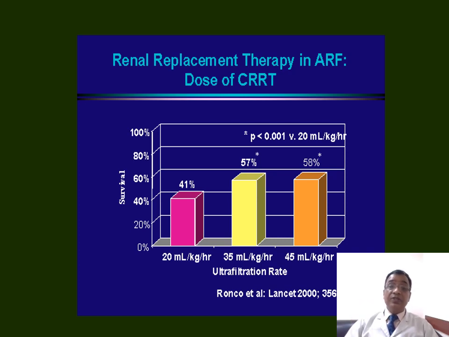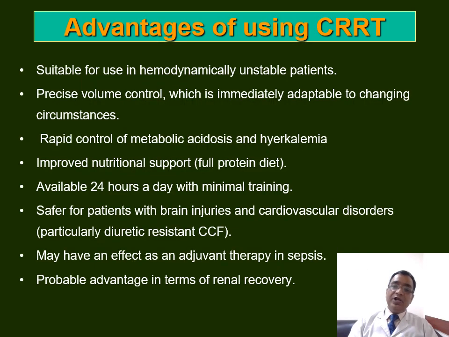This is the amount of replacement fluid for the hemofiltration, and he found a definite advantage of 35 ml per kg per hour over 20 ml, and above that there is no additional benefit. So with this study, they concluded that 35 ml per kg per hour would be an optimal dose.